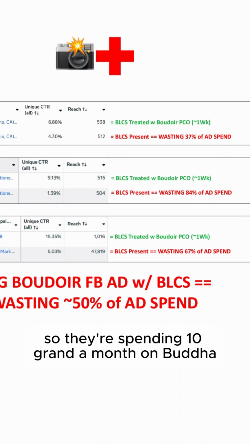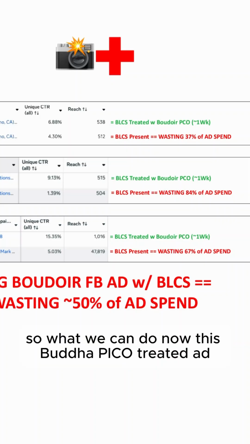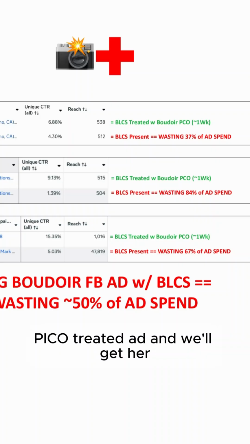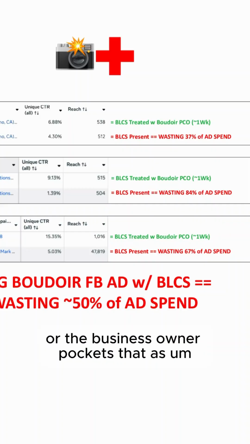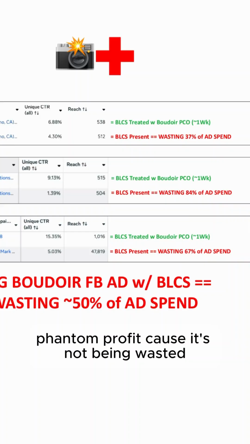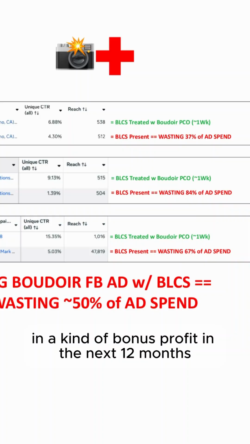So if they're spending 10 grand a month on Boudoir Facebook ads, literally $8,400 a month is being wasted, thrown out the window. What we can do with this Boudoir Pico treated ad is eliminate that wasted ad spend and only spend the difference, $1,600 a month, on the treated ad, and we'll get our ad into the same number of women's brains as the original at 10 grand a month. So massive gains there, and the business owner pockets that $8,400 as an invisible phantom bonus, phantom profit, because it's not being wasted. It's literally something like 100 grand in bonus profit over the next 12 months.